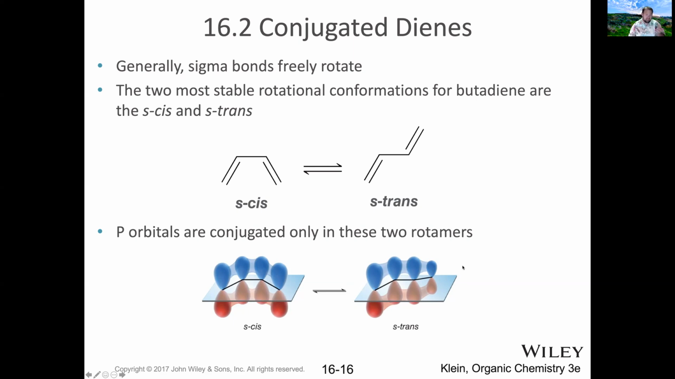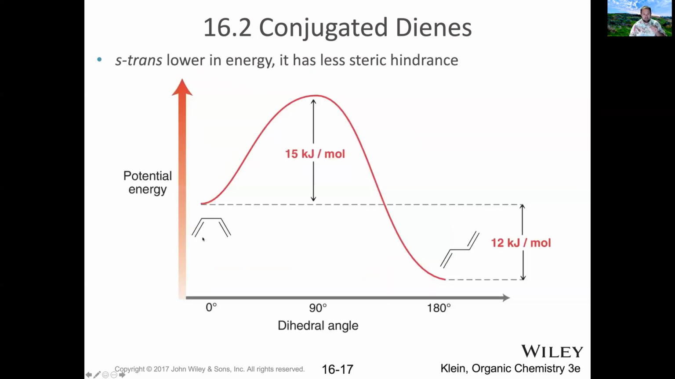So let's take a look at the energetics of rotating about the sigma bond. First of all, the S cis configuration of a conjugated diene is less stable than the S trans. And that's because of sterics. These two end carbons are right next to each other, and there are repulsions that they feel with each other, whereas they're far apart from each other here. So that's why this S trans form of the conjugated diene is more stable than the S cis configuration.